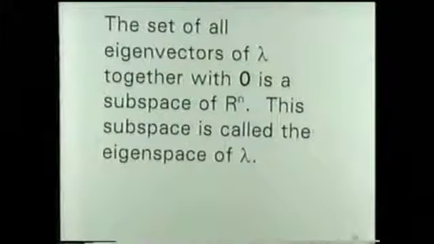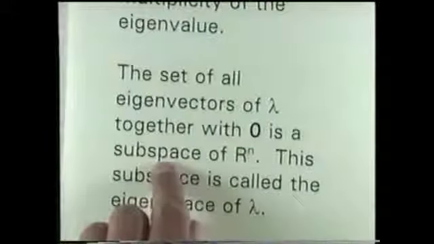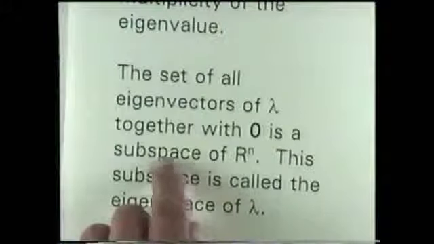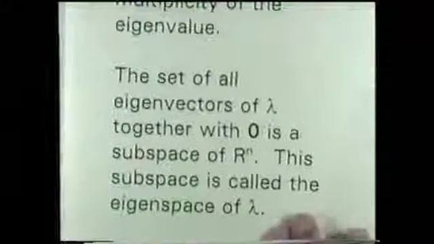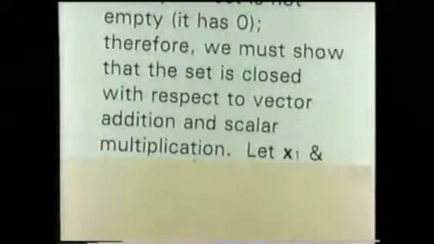Now let's look at the proof. To prove that something is a subspace, we have to prove that it has an element in it. We have to prove closure with respect to vector addition and scalar multiplication. Clearly the set is not empty because it has 0, because I said the set of eigenvectors along with 0. Therefore, we must show that the set is closed with respect to vector addition and scalar multiplication.